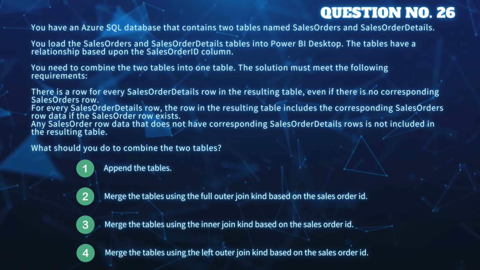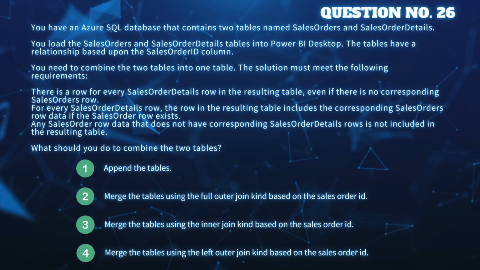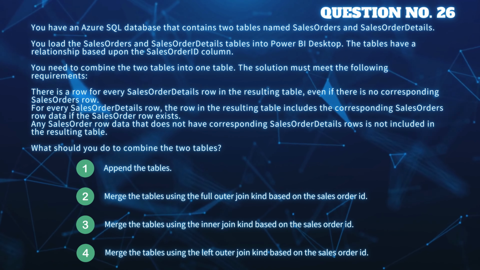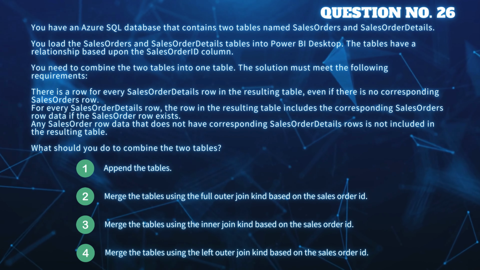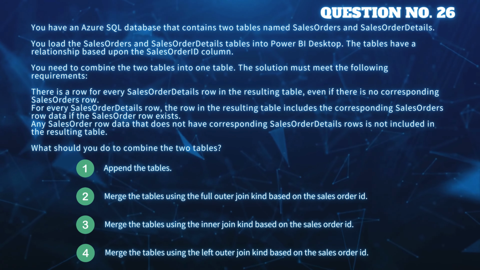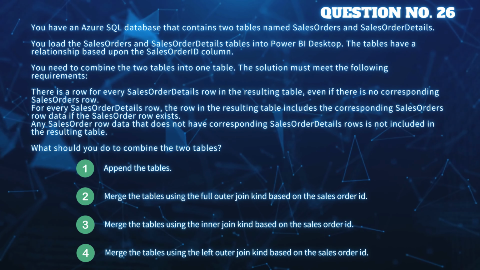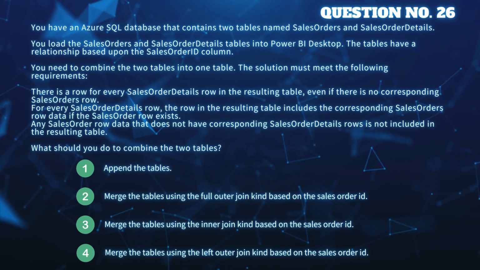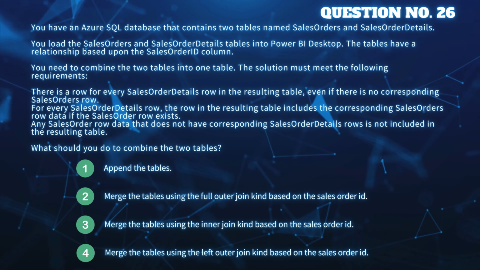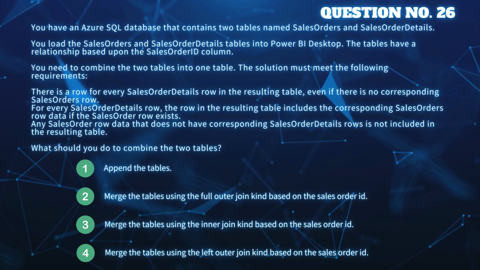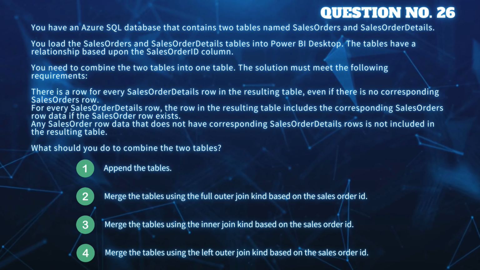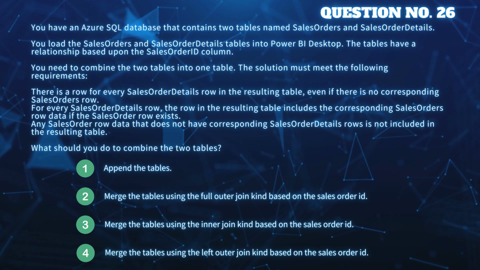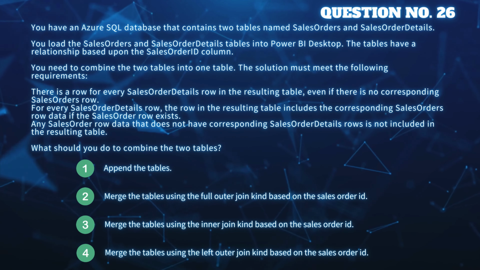You need to combine the 2 tables into one table. The solution must meet the following requirements. There is a row for every Sales Order Details row in the resulting table, even if there is no corresponding Sales Orders row. For every Sales Order Details row, the row in the resulting table includes the corresponding Sales Orders row data if the Sales Order row exists. Any Sales Order row data that does not have corresponding Sales Order Details rows is not included in the resulting table. What should you do to combine the 2 tables?